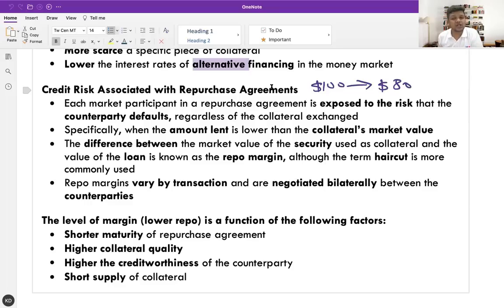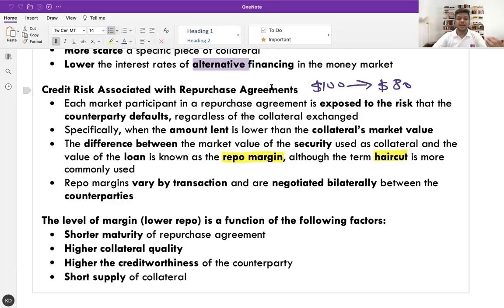Now, is there a credit risk? Yes or no? Yes. Everyone, how much is the credit risk? $20. The lender can lose $20, right? This $20 is called the repo margin. The lender can lose this $20. This is also called, in banking terms, a haircut. Haircut means this is the money that the lender will lose in case the borrower defaults as of now, because the value of the collateral has gone down. Clear?